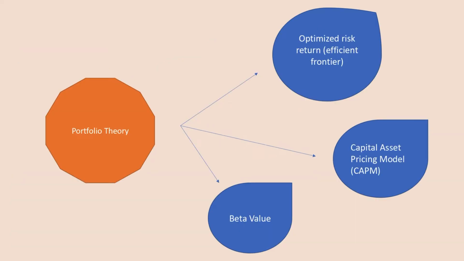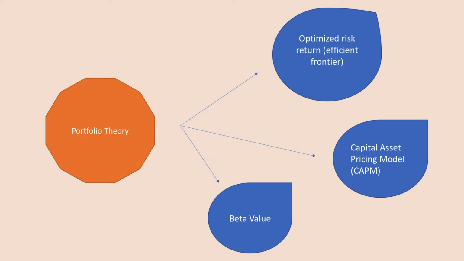Portfolio theory. These are three to see. First, optimize risk, return, or efficient frontier. Second is CAPM, or capital asset pricing model. And last is beta value. I'll explain more on capital asset pricing model.